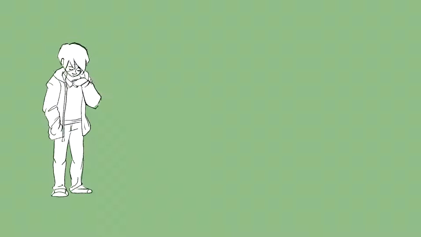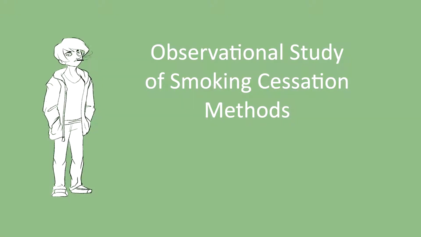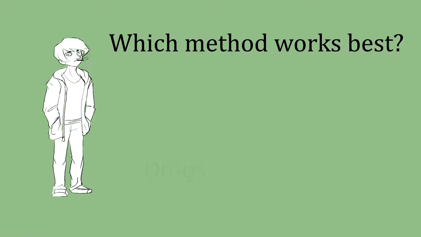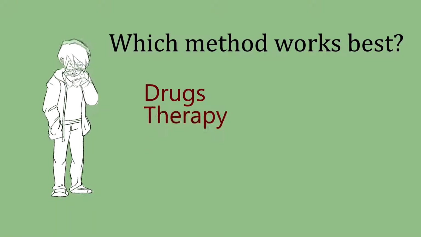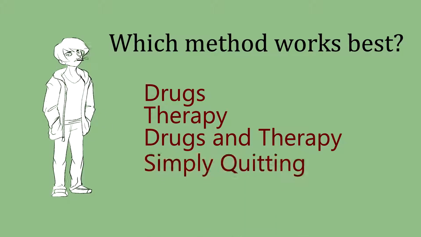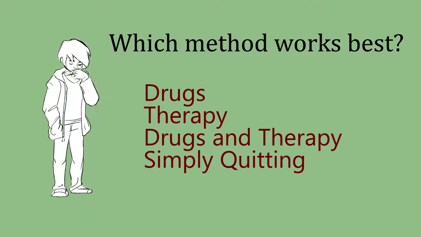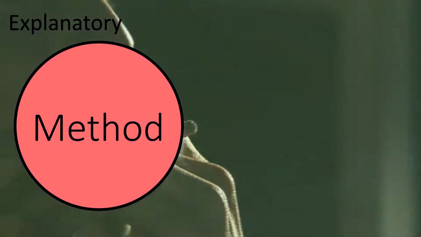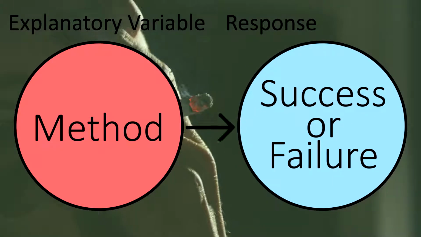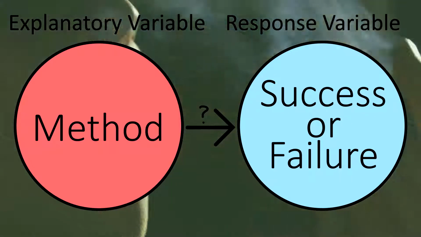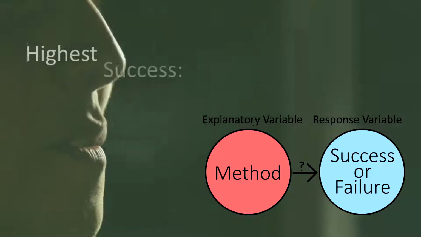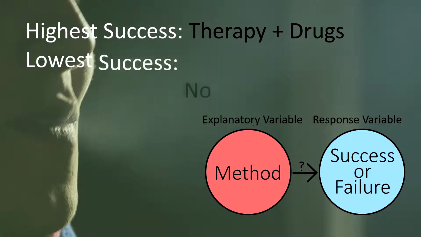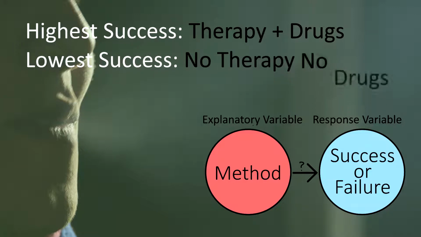Let's suppose that we've carried out the observational study of smoking cessation methods. We're trying to determine which method works best: drugs to alleviate nicotine addiction, therapy, combined drugs and therapy, or simply quitting. The explanatory variable is the method, while the response variable is eventual success or failure in quitting. Our study shows that the percentage succeeding with the combination drug and therapy method was highest, while the percentage succeeding with neither therapy nor drugs was lowest.